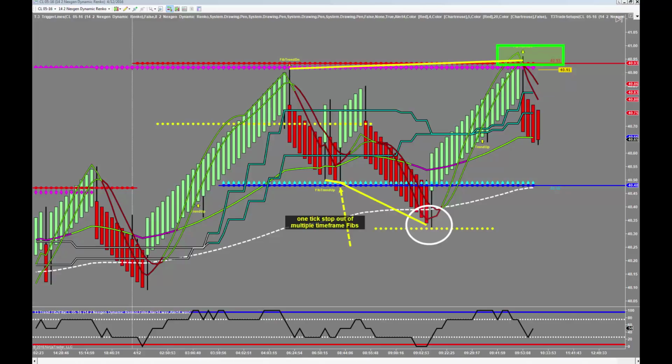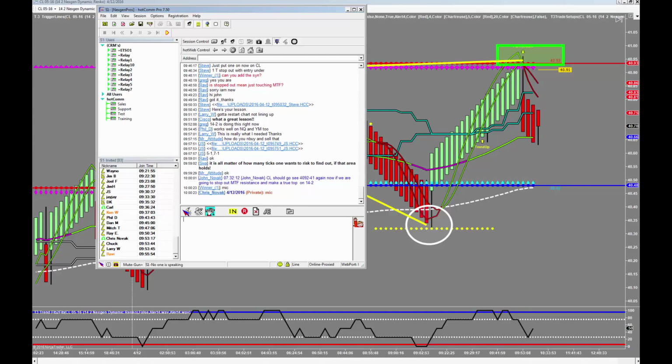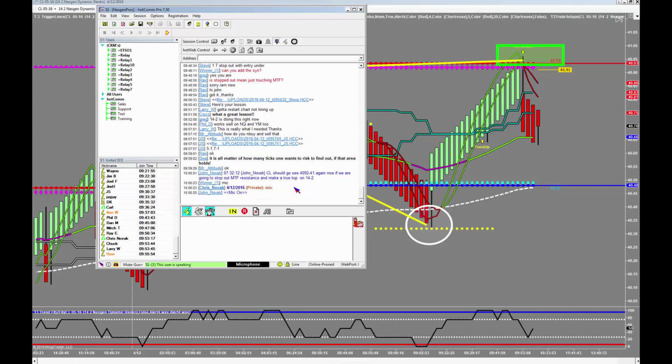Right? Here's what I posted at 7:30 this morning. Read this. Right? So just to bring it in here, I wrote, should see it go back up to 40.92 to 41 again. Now, if we're going to see a stop out of multiple time frame resistance and make a true, right? So just to read it again, I put this in. This is at 7:32 this morning.